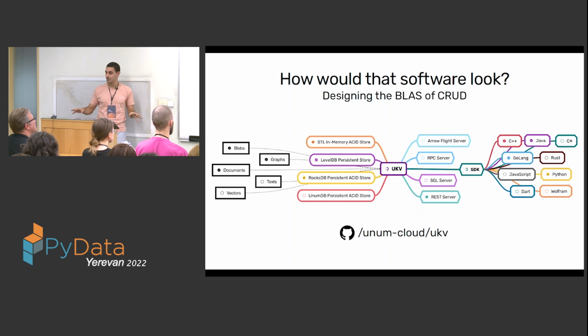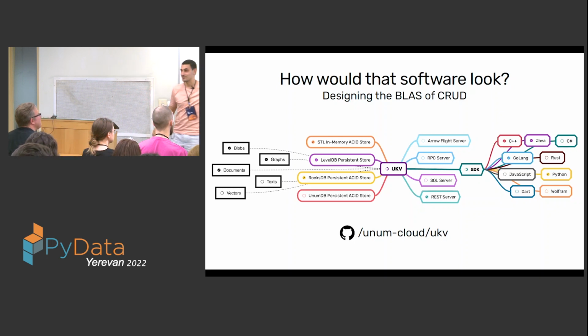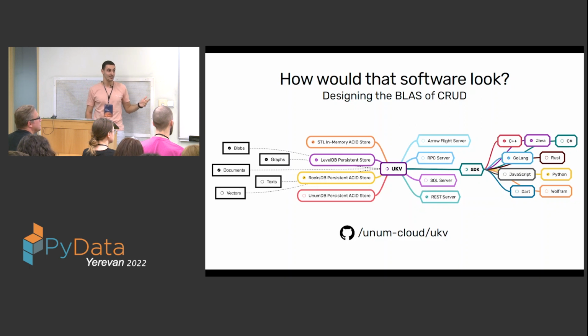It's entirely open source. You can check it on GitHub. And the cool thing is in the bottom left corner here, UnumDB, a persistent ACID store. It's the first database engine with GPU acceleration support ever designed, and by far the fastest out of those that have CPU acceleration with SIMD instructions on 3 generations of x86 CPUs and on ARM CPUs as well.